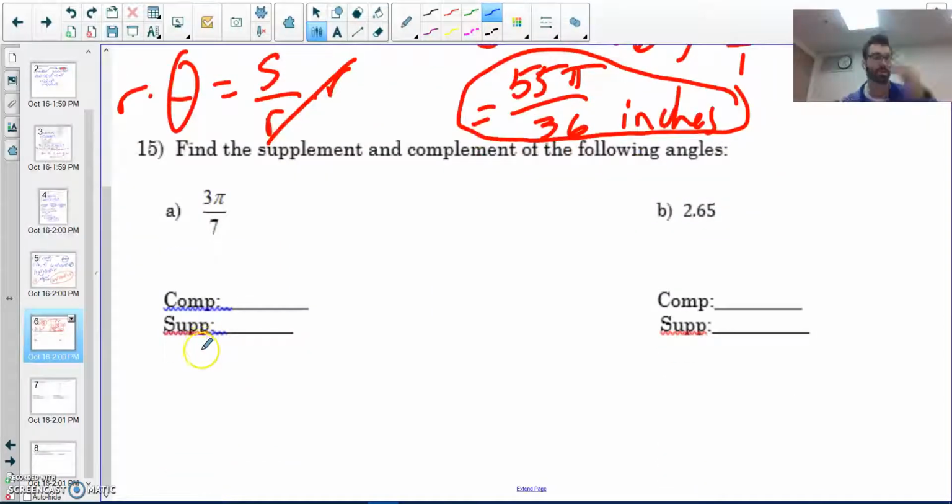Complement and supplement. I'm not going to be able to finish this in one minute. So I'm going to pause it here and continue 15, 16, 17, and 18 on the next video. See you then.